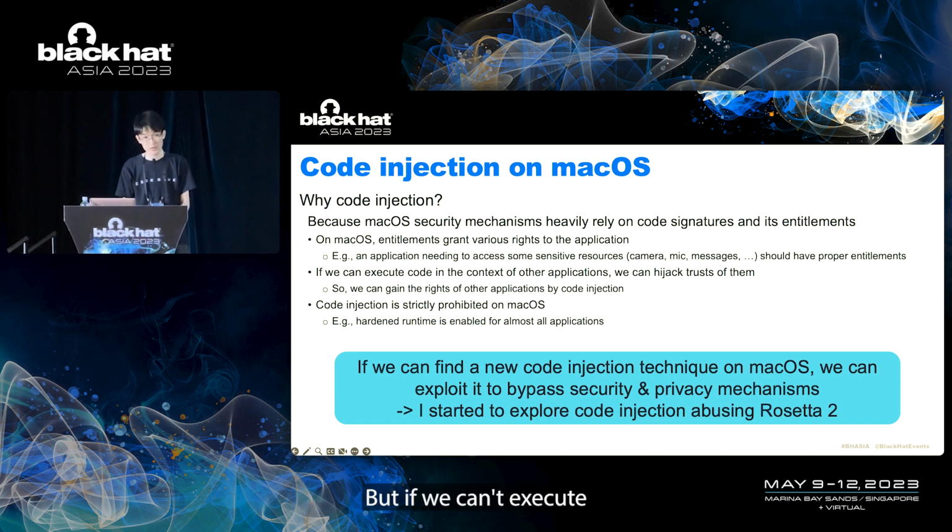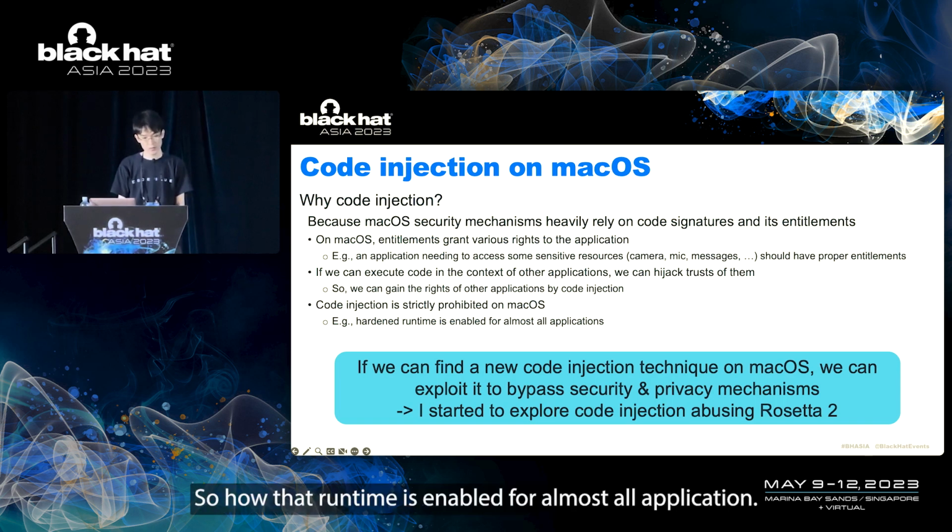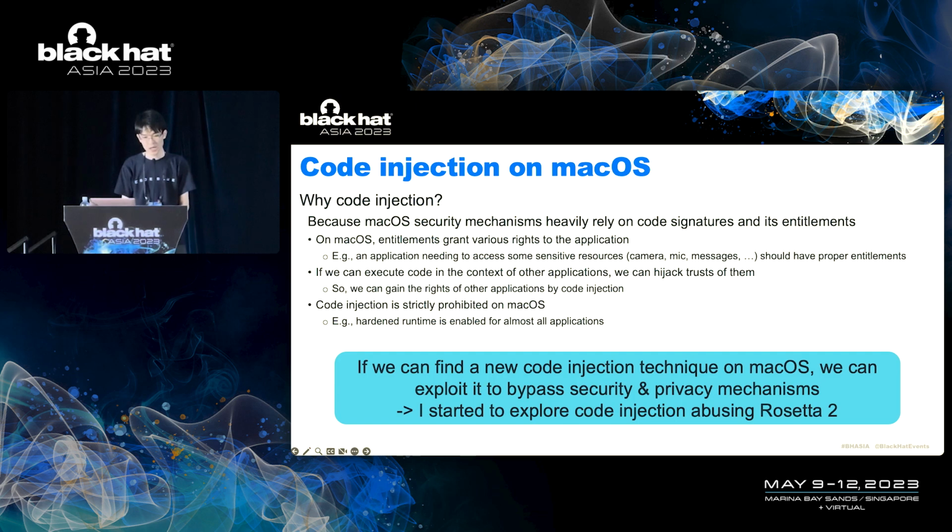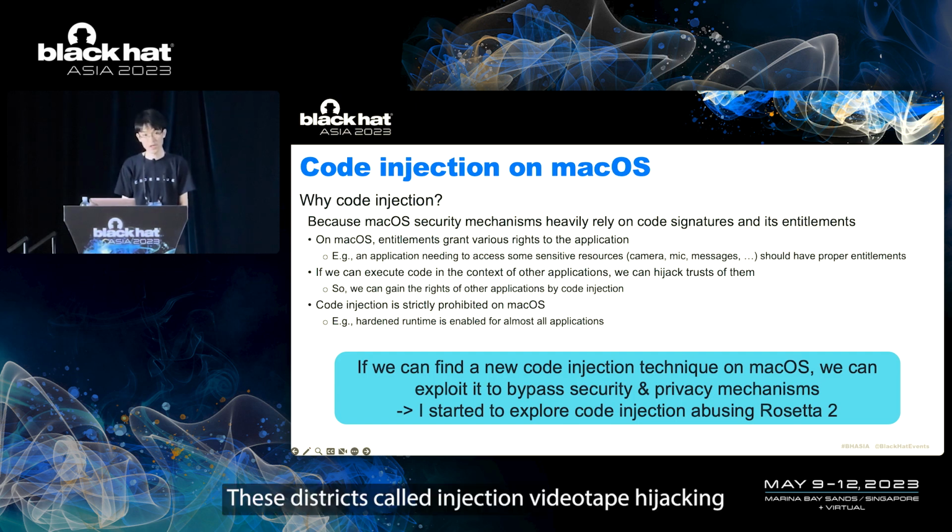But if we can execute code in the context of other applications that are allowed to access some sensitive resources, we can hijack their trust and gain the rights of these applications. So code injection is dangerous and strictly prohibited on macOS. Hardened runtime is enabled for almost all applications, and this restricts code injection by direct hijacking. But if we can find a new way to inject code on macOS, we can exploit it to access some sensitive resources and bypass privacy mechanisms on macOS.